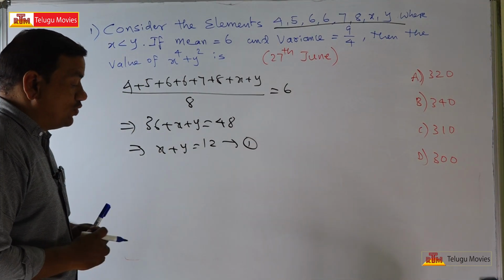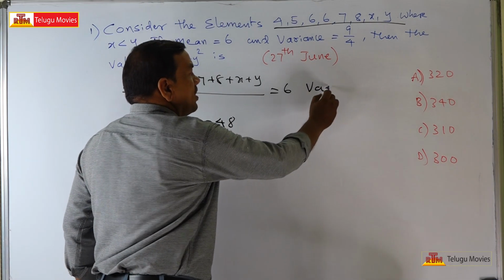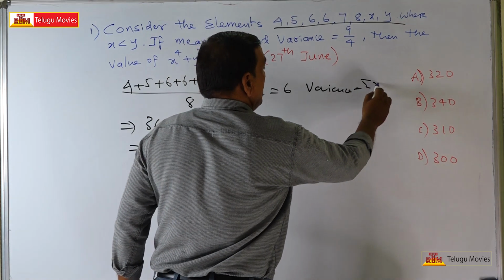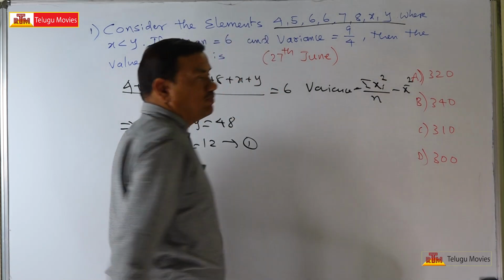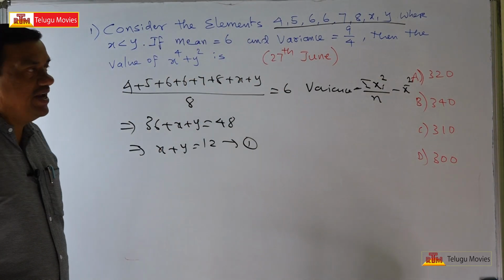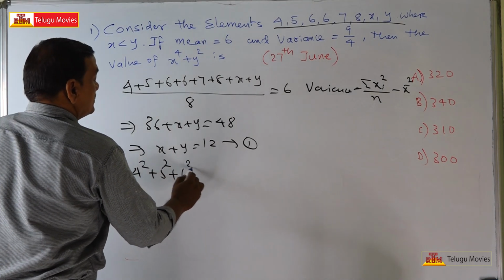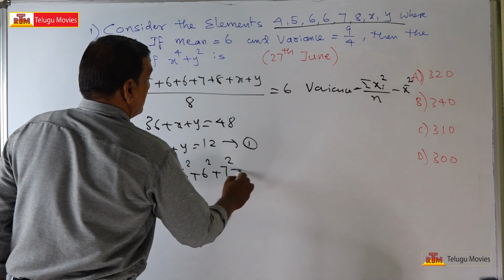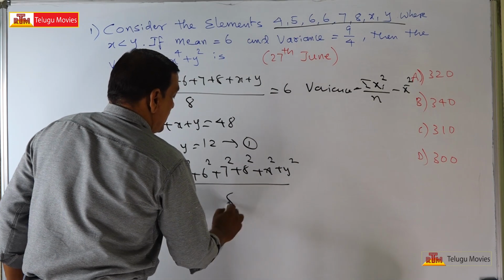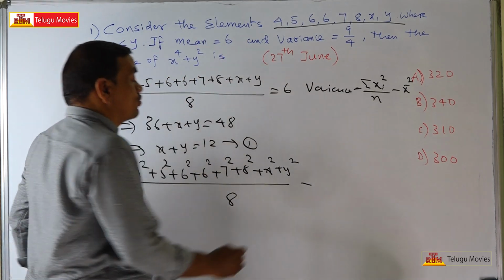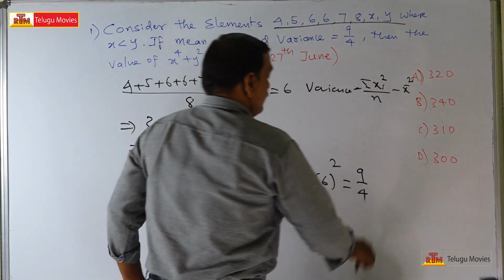Now the next part is the variance. What is the formula of variance? It is sigma xi square by n minus x bar square, that is, minus the mean square. That is equal to (4 square plus 5 square plus 6 square plus 6 square plus 7 square plus 8 square plus x square plus y square) by 8 minus mean square, that is 6 square, is equal to 9 upon 4.